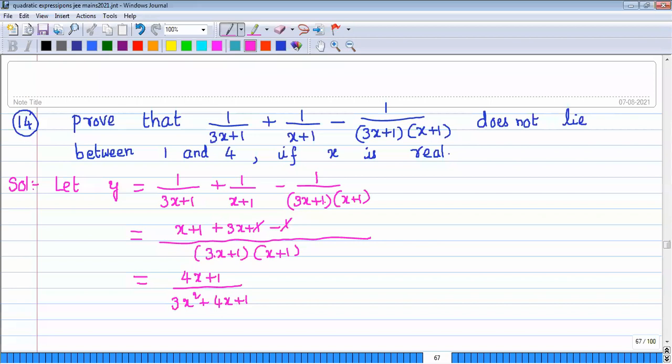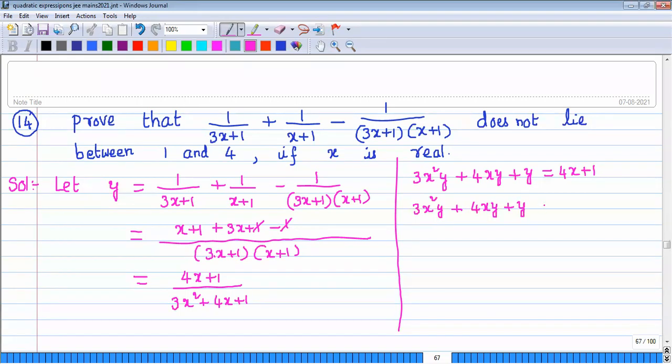So now this is just like previous problems only. Cross multiplication, we get 3x square y plus 4xy plus y equal to 4x plus 1. So let us transpose both the terms 4x and 1 to the left hand side, so that we get 3x square y plus 4xy plus y minus 4x minus 1 equals 0.